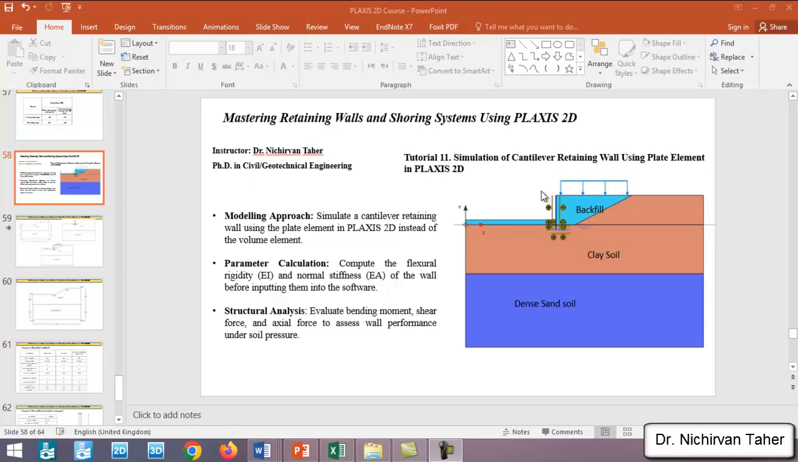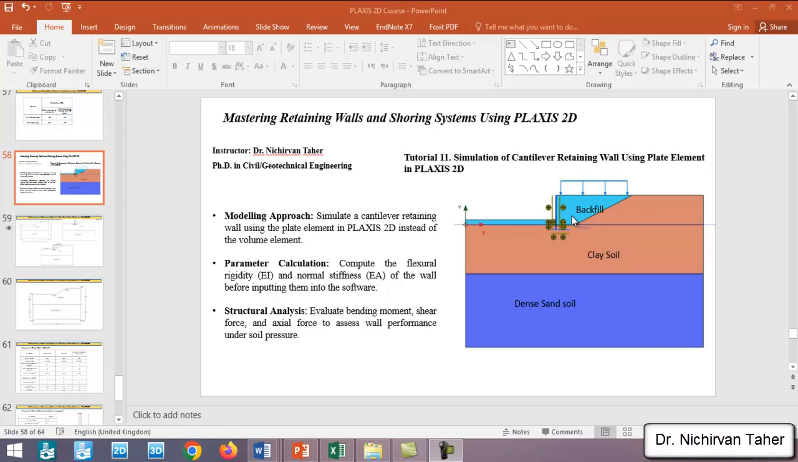So the problem with the volume element is that we cannot see the forces in the structure, like the bending moment, shear force, and axial force, and these forces are very important in the retaining wall. For example, if you have a reinforced concrete cantilever retaining wall, we need to know the maximum bending moment in the wall, so we can use these forces to calculate the reinforcement and rebars for these walls.